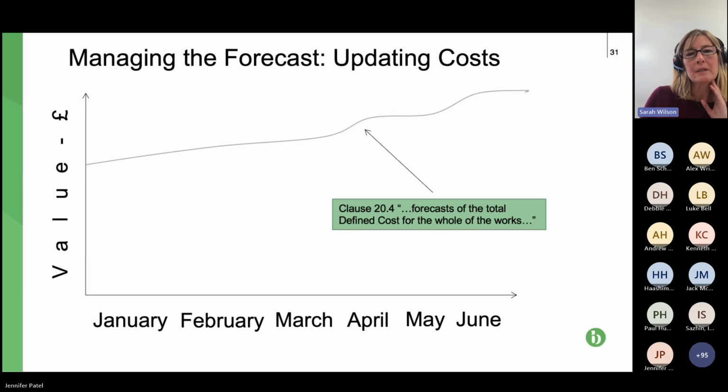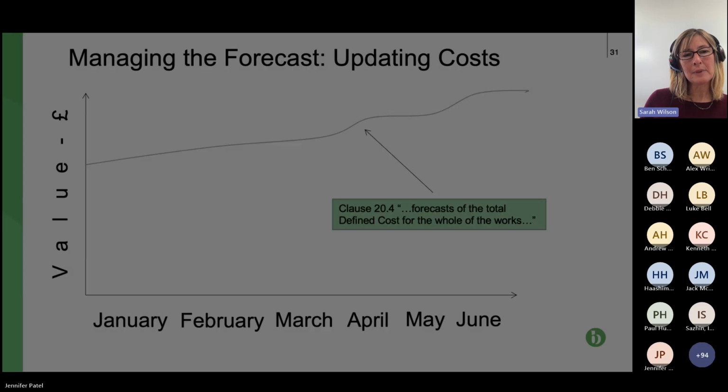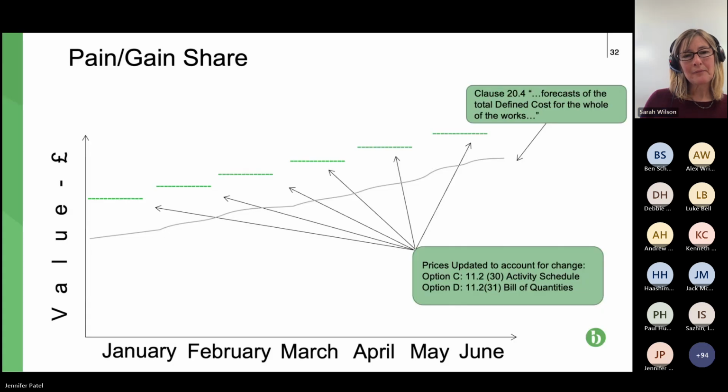So this is managing the forecast, which is what the contractor is paid as things go along. Again, it's just a representation, but you've got the contract clauses and the NEC terminology in there. So if we can move on to the next slide, please. That's just comparing the two.